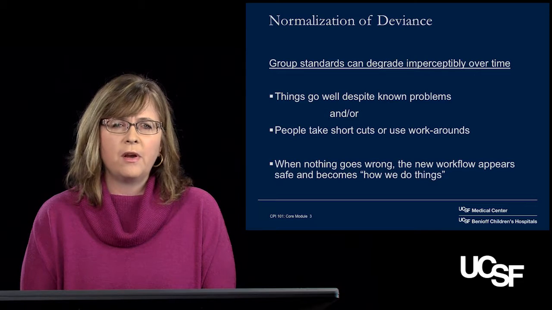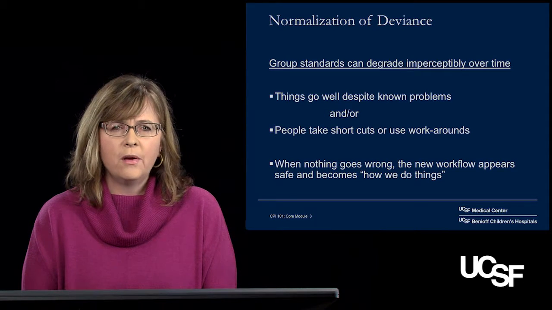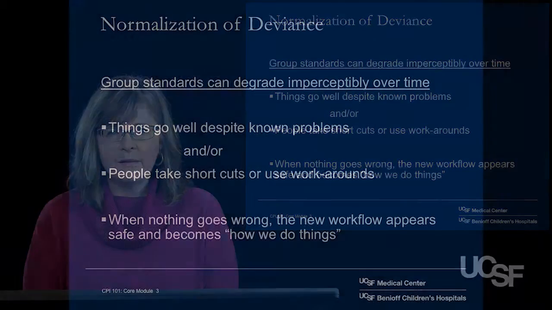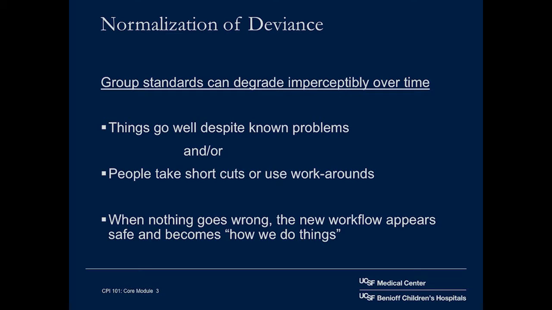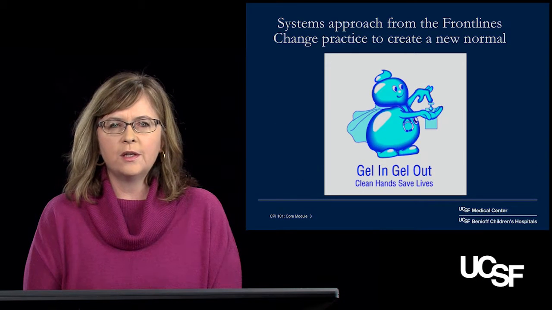Another reason we have to be preoccupied with safety is something called the normalization of deviance. This happens in work groups when the standards slowly degrade over time. Or sometimes people start taking shortcuts or using different ways of doing things. And when they do that over time and nothing bad happens, people start to believe that the way they're doing things is safe.